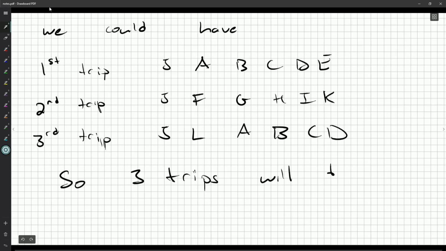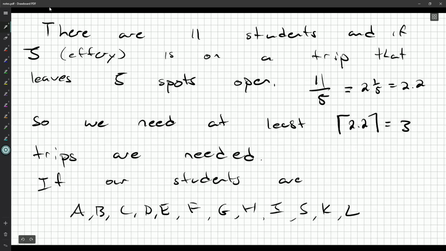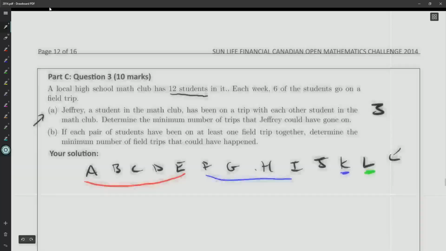So 3 trips will do. But we know we can't do it in 2 trips because there isn't a way to divide the people up. Okay? So that was A part. Now what about B part?